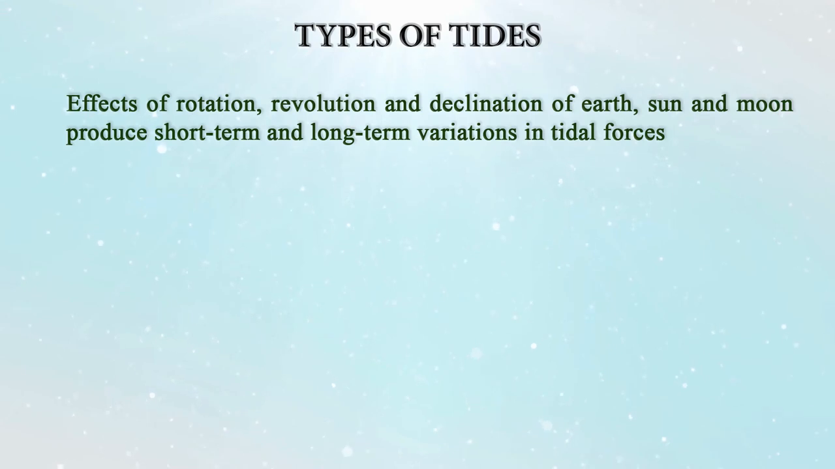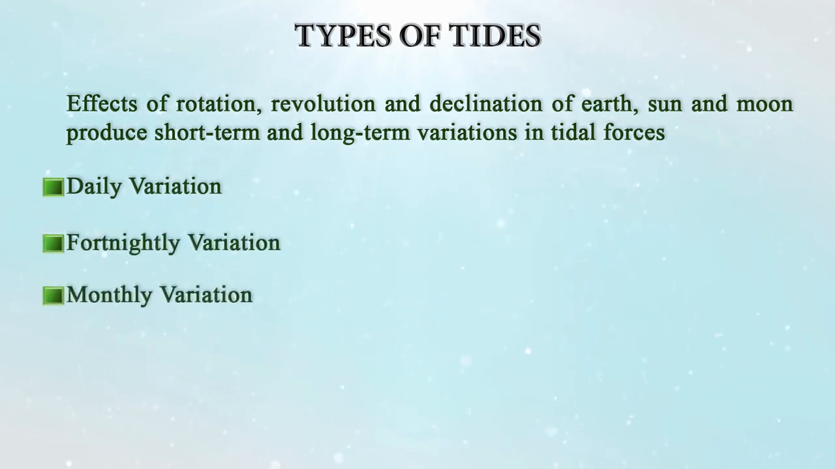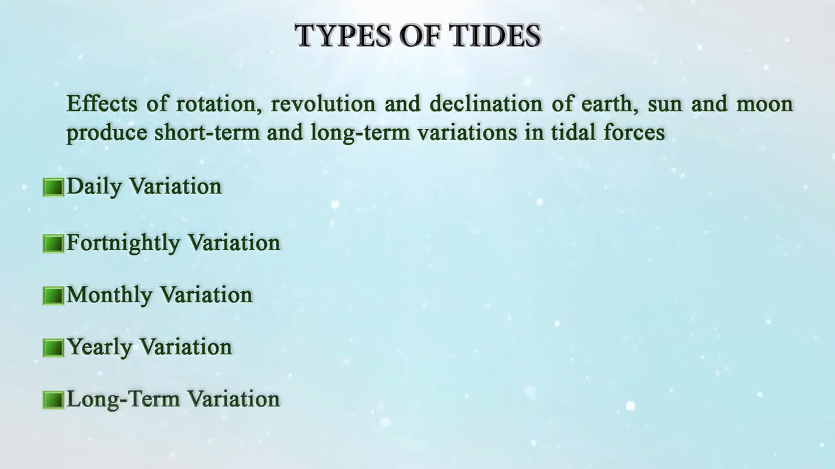Now let us understand the types of tides. There are different variations related to the effects of rotation, revolution, and declination of Earth, Sun and Moon, which produce various short term and long term variations in the tidal forces. So, there are different types of tides, and we will study some of these types, based on daily variation, fortnightly variation, monthly variation, yearly variation and long term variation.